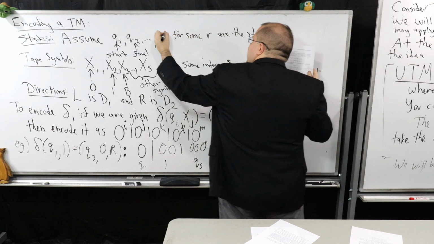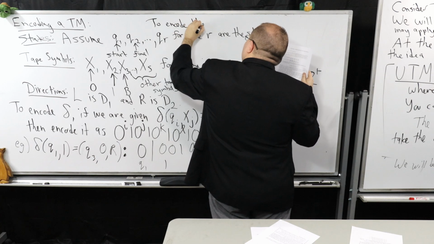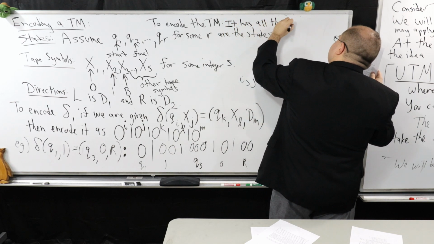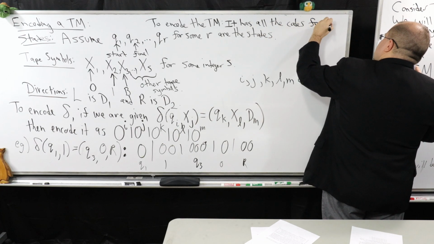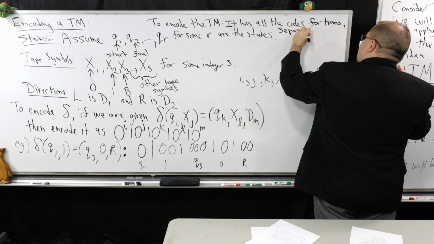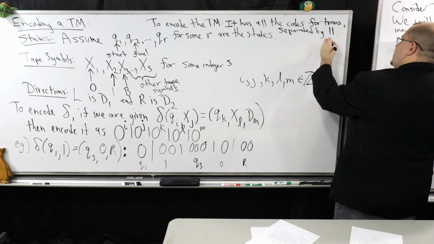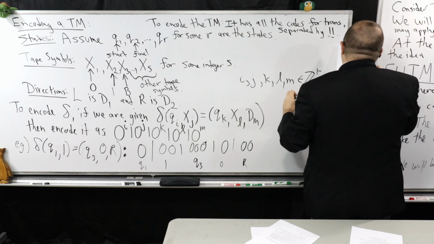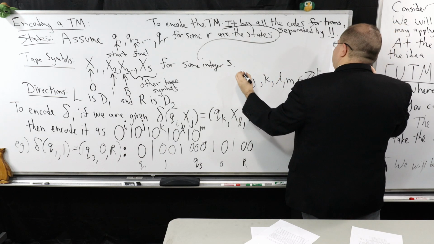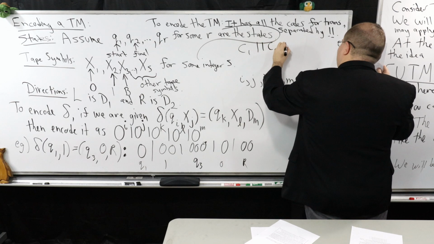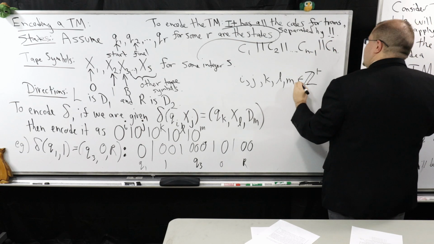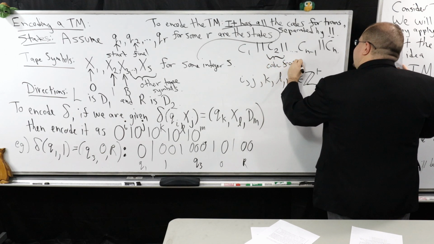So let me just write it up here. To encode the Turing machine, it has all the codes for all transitions separated by 1, 1. I must stress that's not 11, that's 1, 1, by 2 ones. So here's how you would write it out. Just to be clear: C1, 1, 1, C2, 1, 1, and so on, Cn minus 1, 1, 1, Cn. And each one of these is the code for a transition.